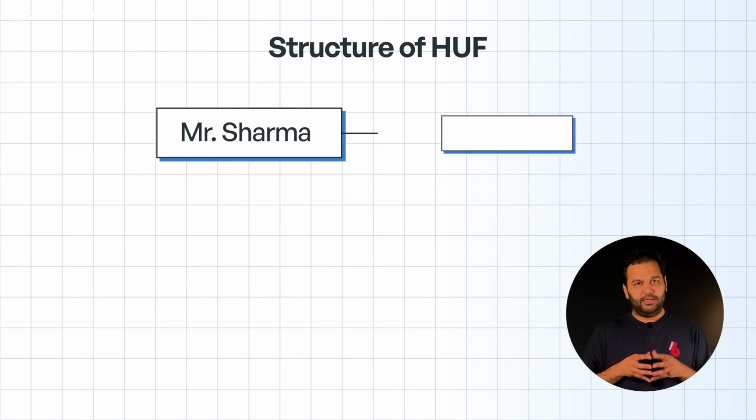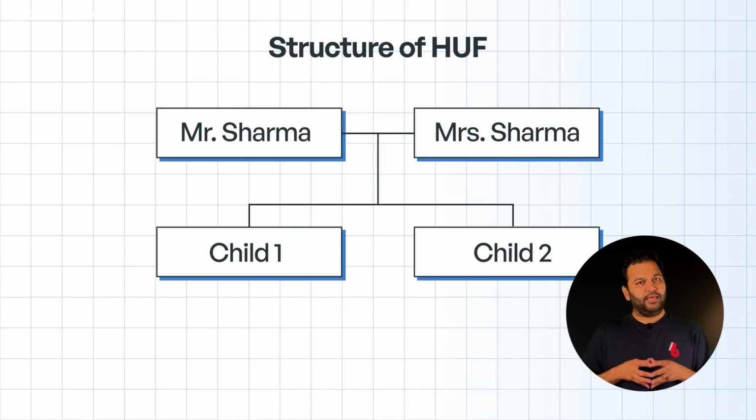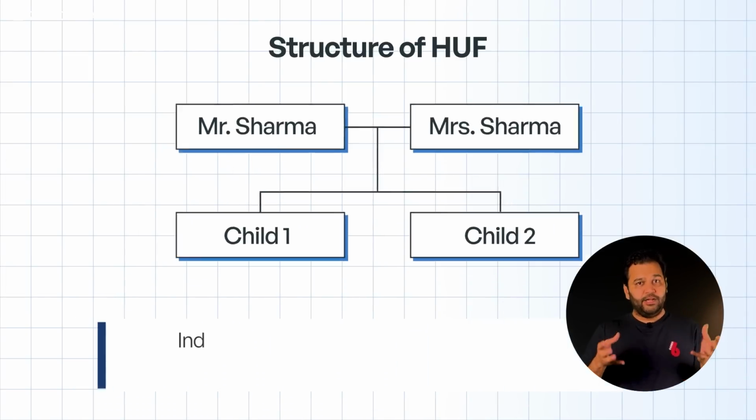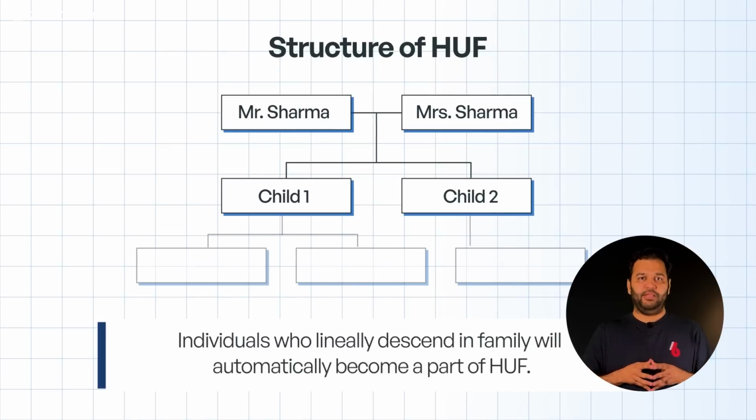First things first, who can form an HUF? See, forming an HUF is quite straightforward. All you need is a family. Picture this. Mr. Sharma, his wife, and their two kids together can form an HUF. And then individuals who lineally descend in that family will automatically become part of Mr. Sharma's HUF. Every HUF essentially has three types of members.